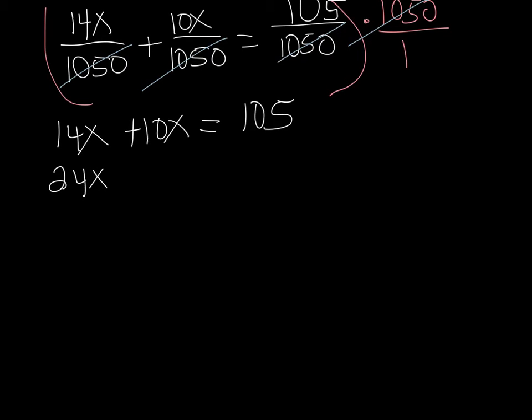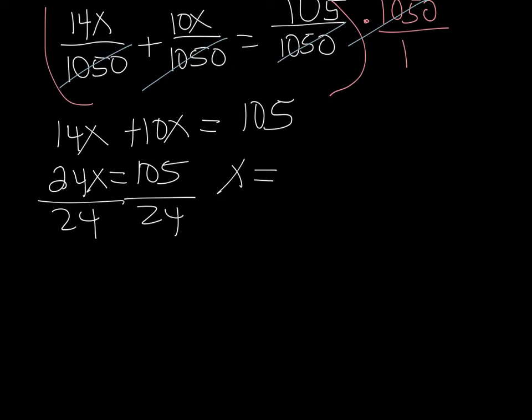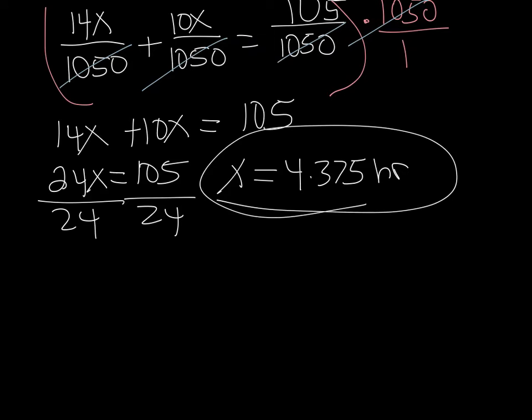So 24x equals 105. Divide both sides by 24, and we'll find that x is equal to 4.375 hours. So that's if they do the job together, that's how long it would take. So again, if you go back and you look at that first initial equation.